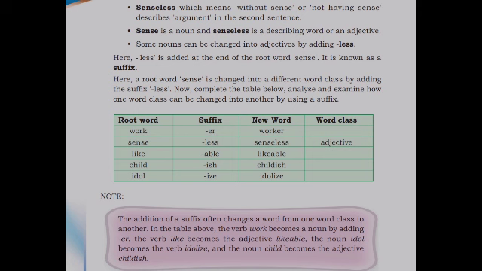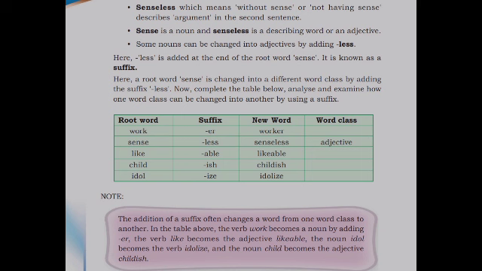Words added at the end of root words are called suffixes. And see children, sometimes nouns can be changed into adjectives by adding suffixes. Is it clear children? Look at the note. The addition of a suffix often changes a word from one word class to another, like noun to adjective, or verb to adverb. So when we add a suffix to a word, its word class changes.